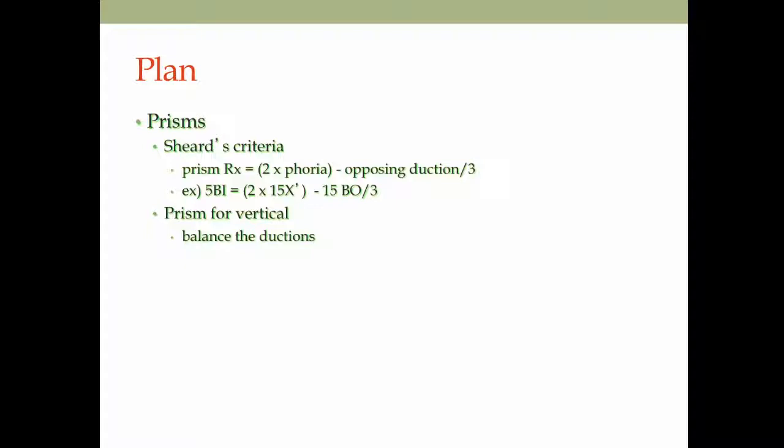If we put that in front of the eyes, that will reduce the exo, if there is no adaptation, to 10 prism diopters, and it will artificially increase the base out because the starting point has been changed to 5, which will increase the base out range to 20. Now you've met Sheard's criteria. When we prescribe prism for a vertical deviation, we usually try to balance off the deviations.